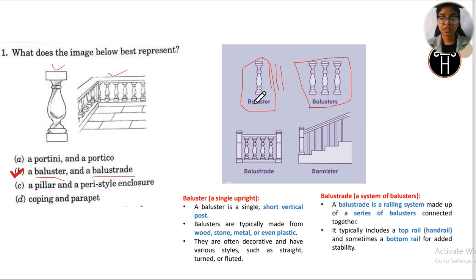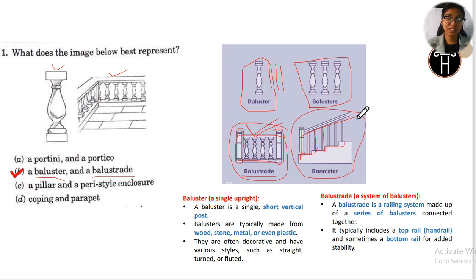Fine, plural form. But when you fix them with the top rail, bottom rail and a post, then it will completely become a balustrade. So this combination is known as your balustrade. And when you talk about it in the context of your staircase in this manner, top railing, post and your staircase, so this combination in total will become your banister. So this is the image. It represents a baluster and a balustrade.